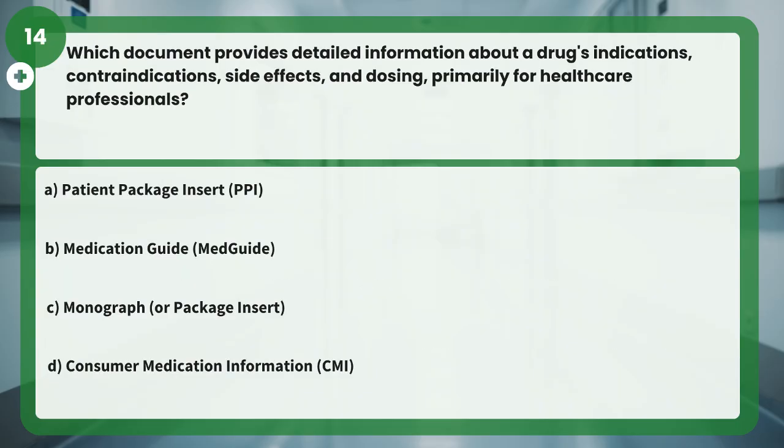Question 14. Which document provides detailed information about a drug's indications, contraindications, side effects, and dosing, primarily for healthcare professionals? A. Patient Package Insert, PPI. B. Medication Guide, MedGuide. C. Monograph or Package Insert. D. Consumer Medication Information, CMI.